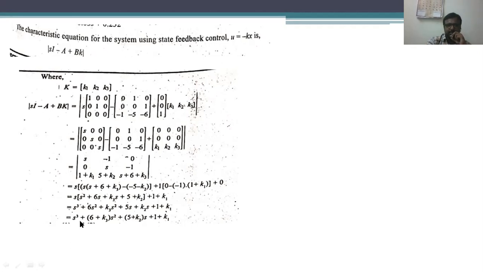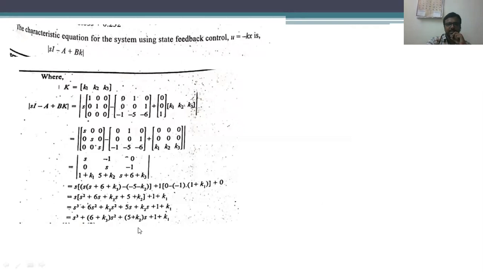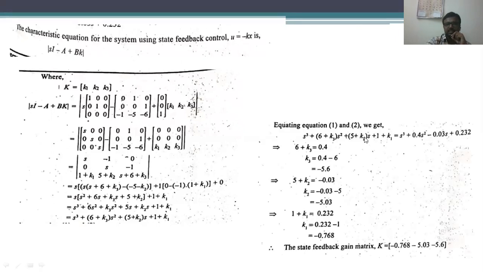This particular equation has to be compared with the earlier equation. This is one characteristic equation and this is the other characteristic equation. So we have to compare the coefficient values of these two equations, that means comparing the coefficients of S cube, S square, S and the constant values.